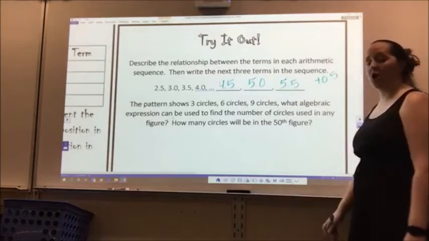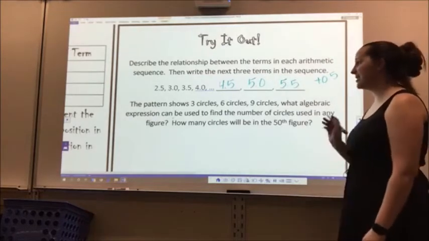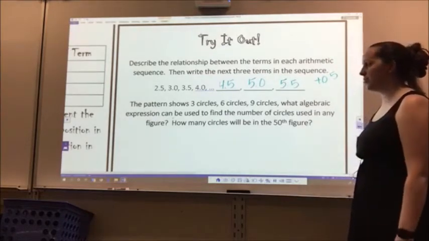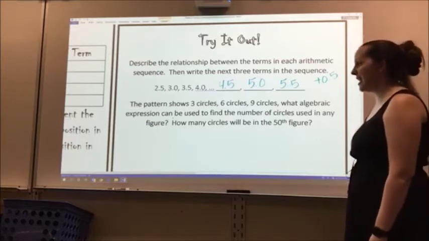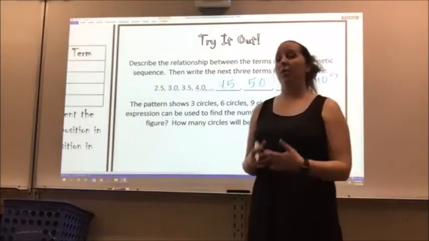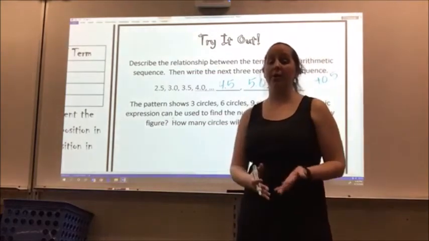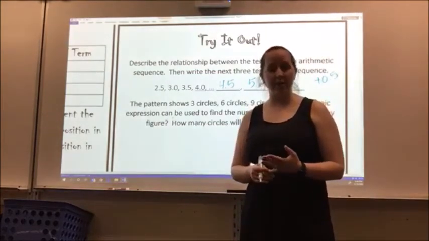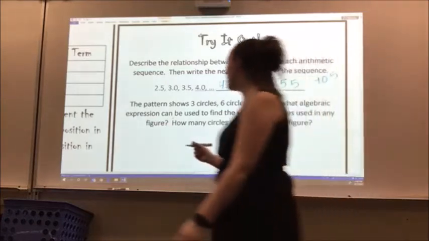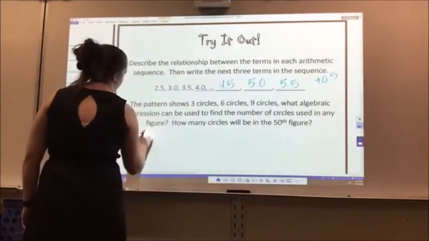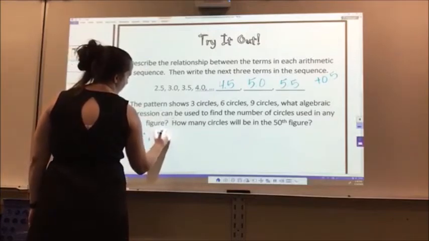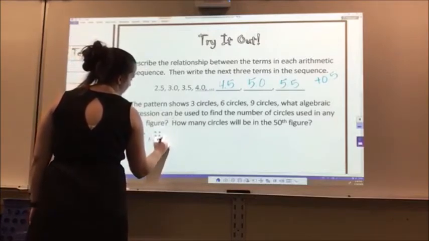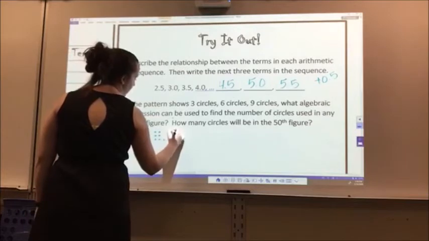All right, the pattern shows 3 circles, 6 circles, 9 circles. What algebraic expression can be used to find the number of circles used in any figure? Okay, so we don't actually have a figure drawn for us. We can draw it ourselves. So the first one is going to give me 3 circles. So 1, 2, 3. So that's my first one. My second one's going to be 6. My third one's going to be 9.